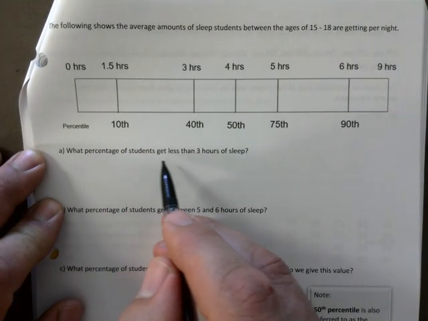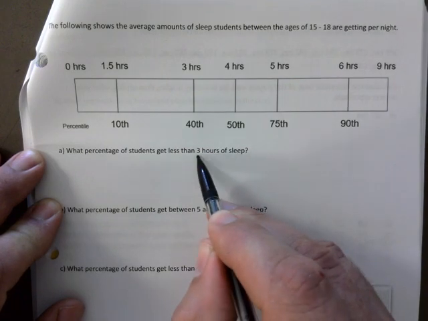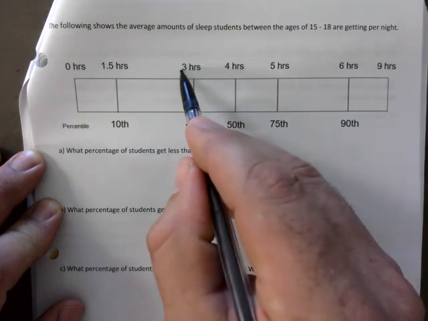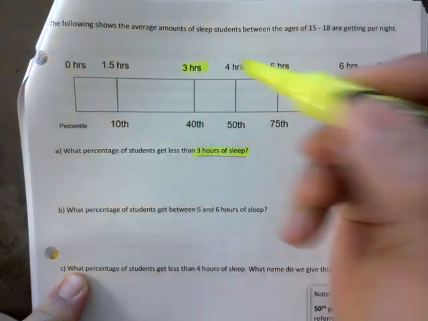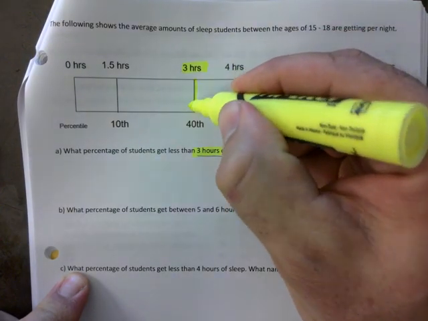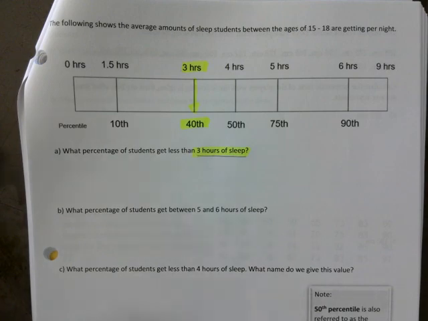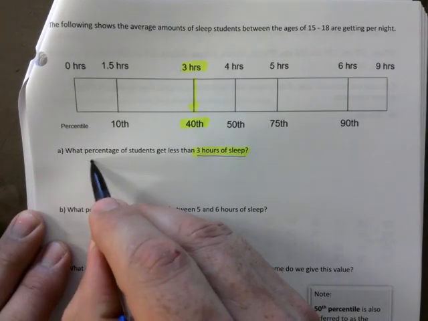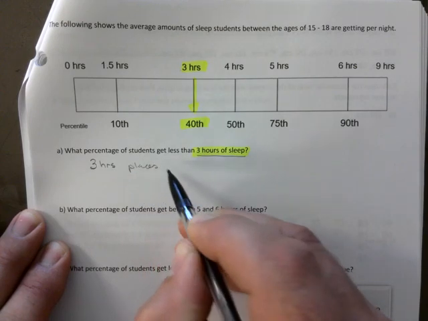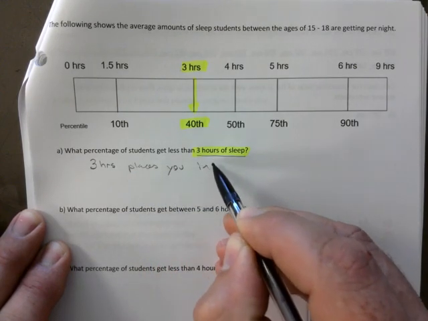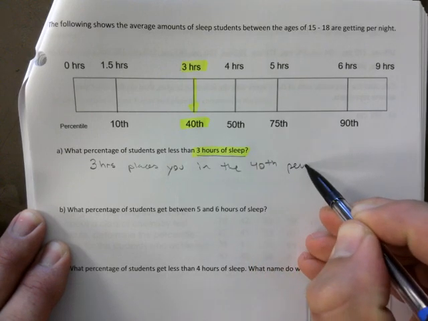What percentage of students get less than 3 hours of sleep? 3 hours. So 3 hours puts you here, which coincides with 40th, right? So 3 hours places you in the 40th percentile.